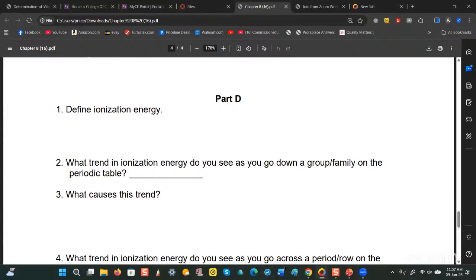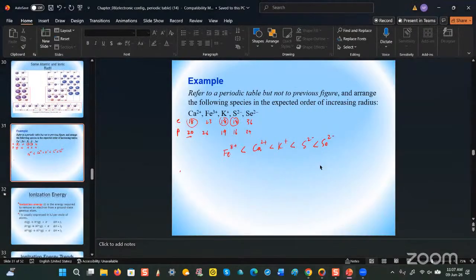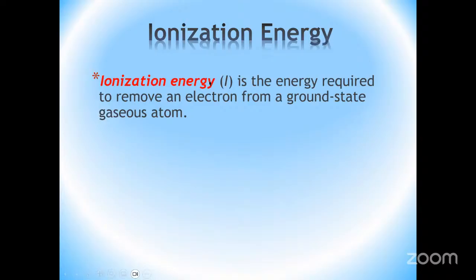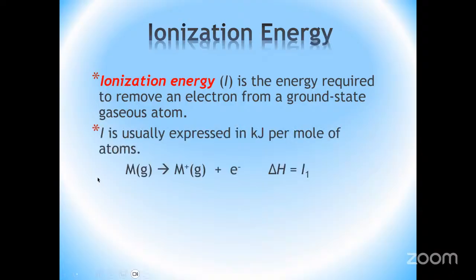Okay, so now we have to go back to the PowerPoint because now we have to discuss another trend, and that trend has to do with a particular property known as ionization energy. So what do we mean by this term ionization energy? By definition, the ionization energy is the energy required to remove an electron from a gaseous state, ground state atom. In other words, you start off with your atom, you remove an electron, you end up with the ion being formed. The energy required for that is called the ionization energy.